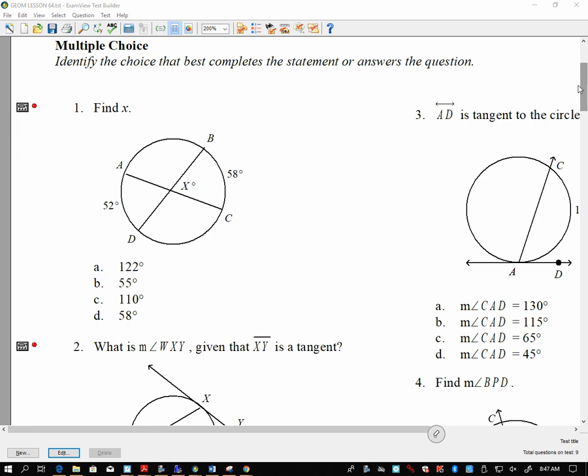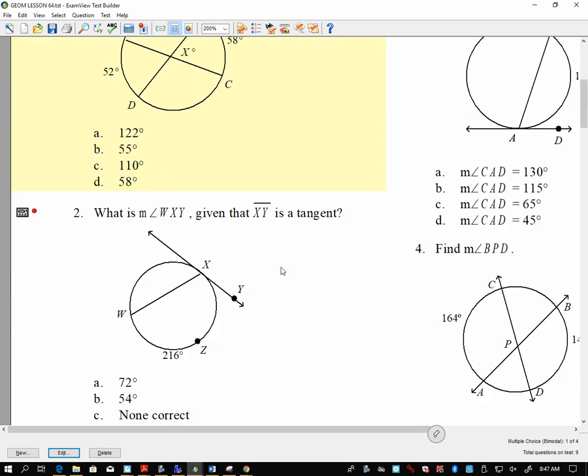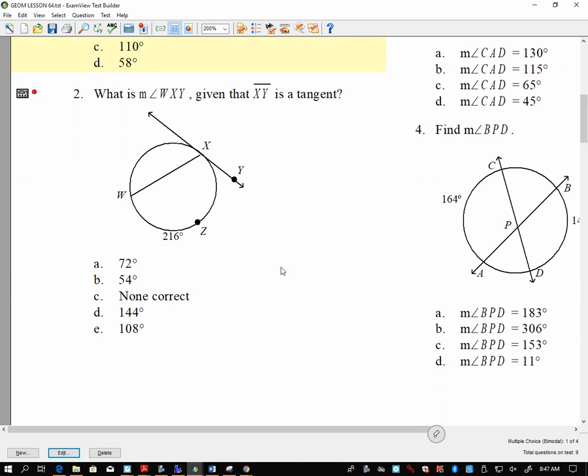All right? All right, now we're going to take number 2, and we're going to go to that theorem 64-1. It says, what is measure angle WXY? So what's important when you see this WXY is for me, I want to highlight the exact angle that I'm looking for. Given that XY is tangent, notice that this intercepted arc is 216 degrees. So according to theorem 64-1, what do I want to do with that 216 in order to find this subtended angle?